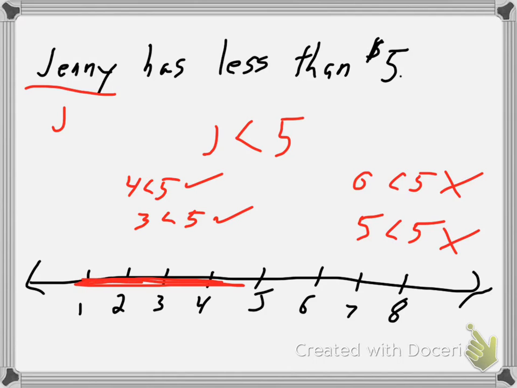I'm saying that everything on this side of 5 is going to work. So my solutions are going to the left. And everything right up until 5 works. 5 doesn't work because 5 is not less than 5. So I'm going to use an open circle at 5.